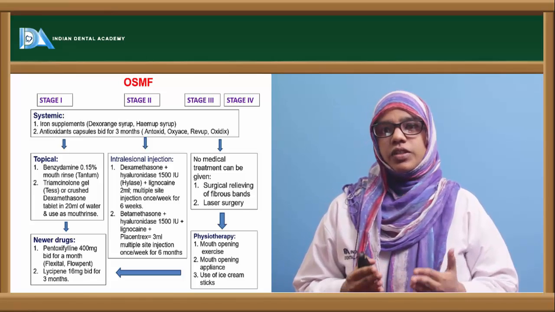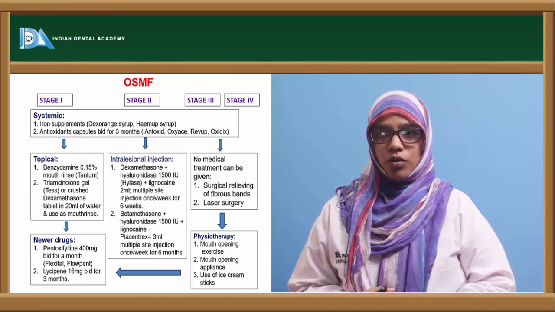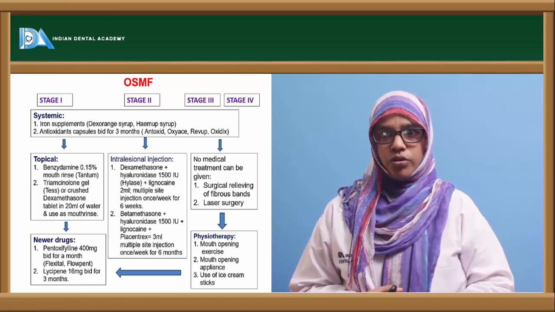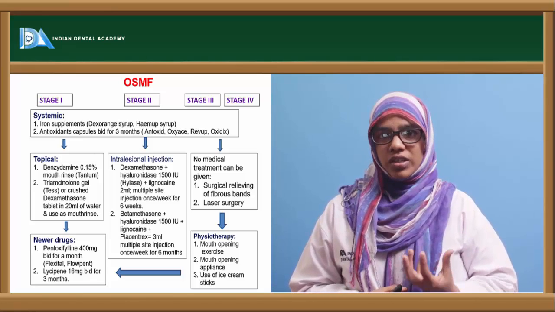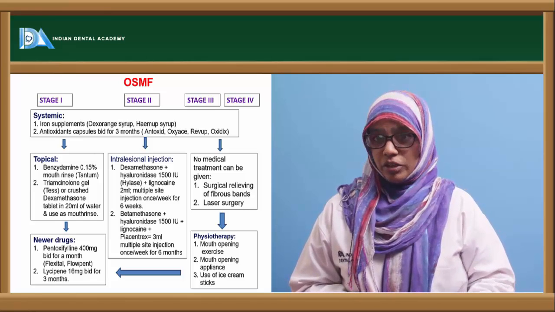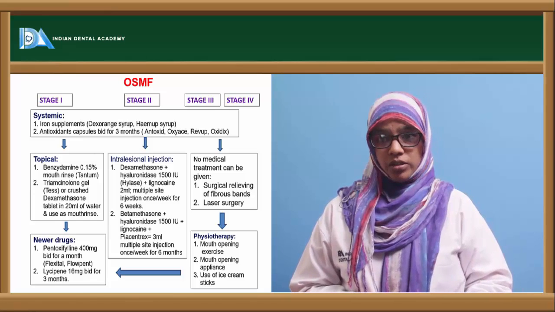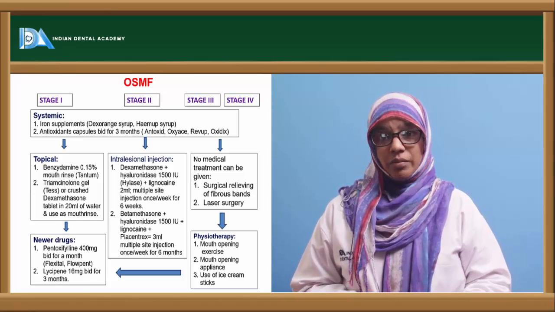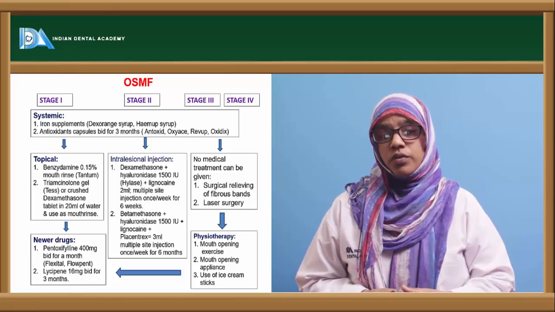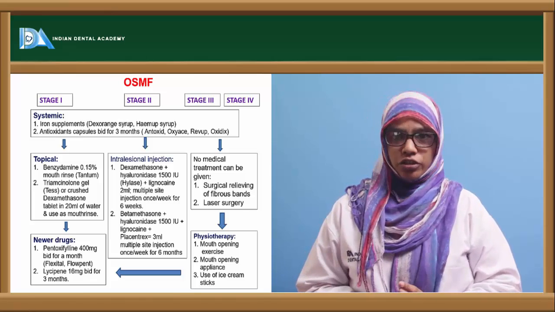Then, in case of stage 1, topical mouth rinses like triamcinolone gel can be used, or a crushed dexamethasone tablet in 20 ml of water can be used as a rinse to decrease the stomatitis. Newer drugs are also available, as I mentioned earlier. Pentoxifylline 400 mg twice a day can be used for a month, or lycopene 16 mg can be used for 3 months in early stages. In stage 2, when you start to feel the band and you can see the blanching, then you start with intralesional injection.